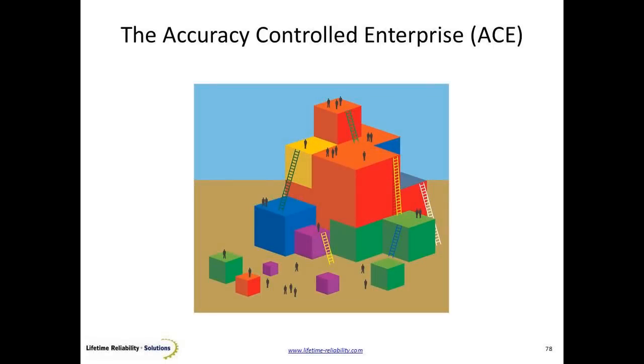All right, we've talked about the ACE approach, accuracy controlled enterprise. The key word is accuracy. Now, how accurate must things be done to produce the known output that we want?